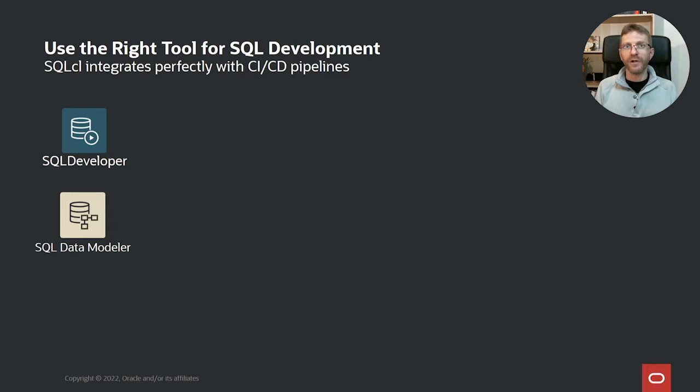Then we have Data Modeler that you can use to build new models or apply changes to your data model, and ORDS that exposes your data through REST APIs, so you can select, query, and modify the data through REST APIs.